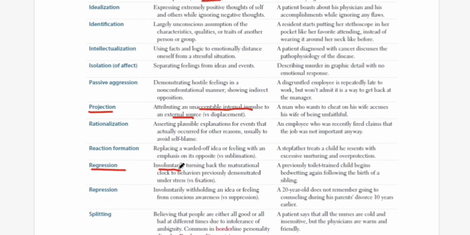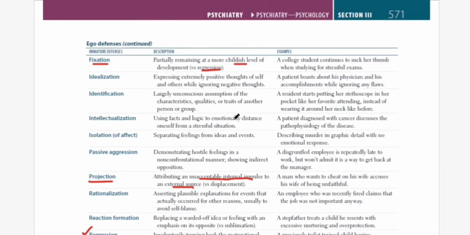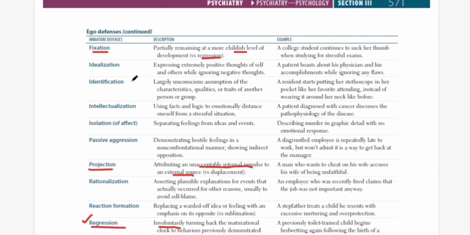So the key idea is that the person goes back to an earlier stage because of stress. This regression is also most commonly tested in the USMLE exam. So you have to be careful and remember this. If you understand this concept, you will nail these in your exams. Next is idealization.